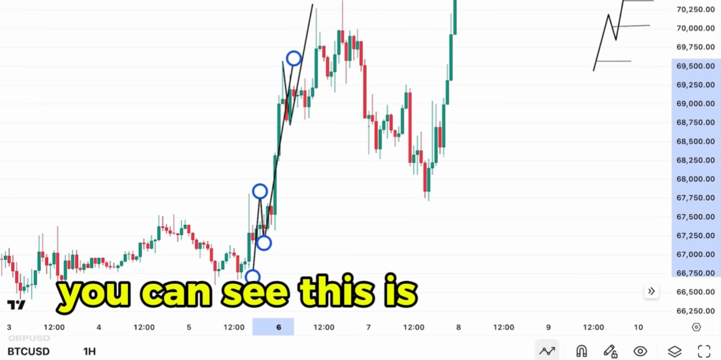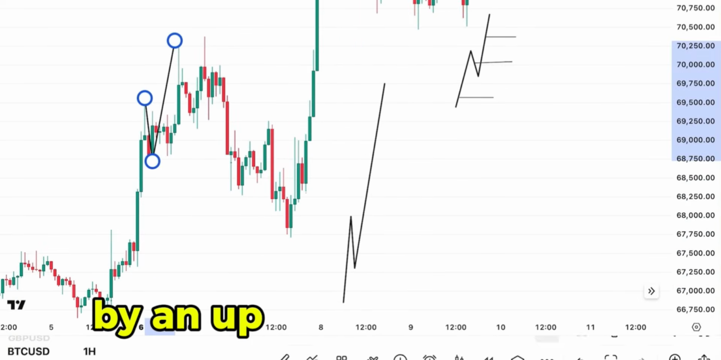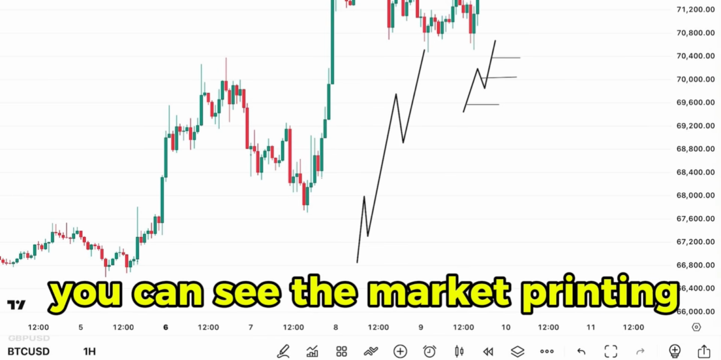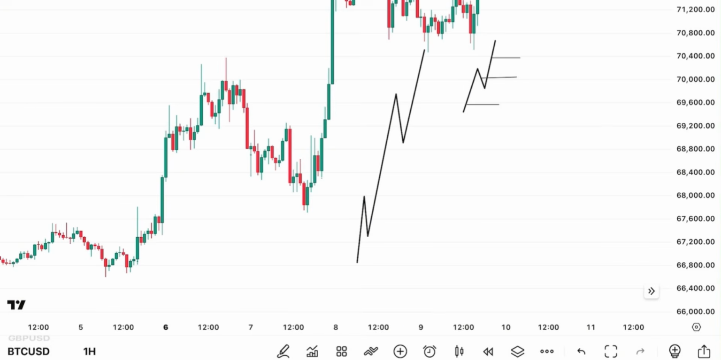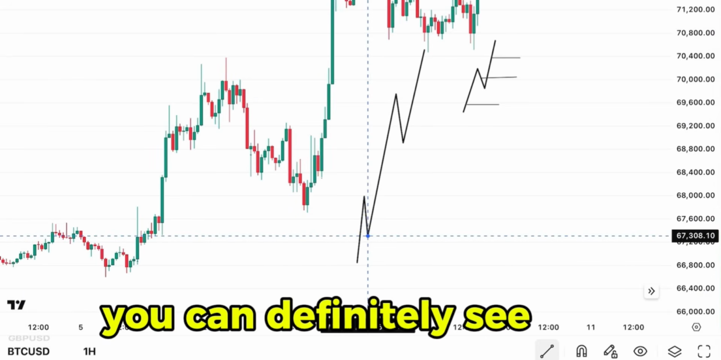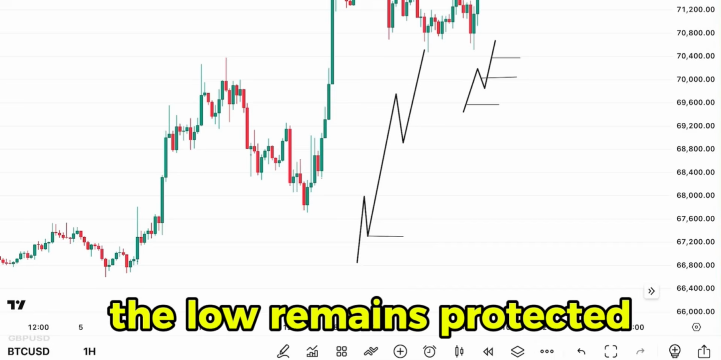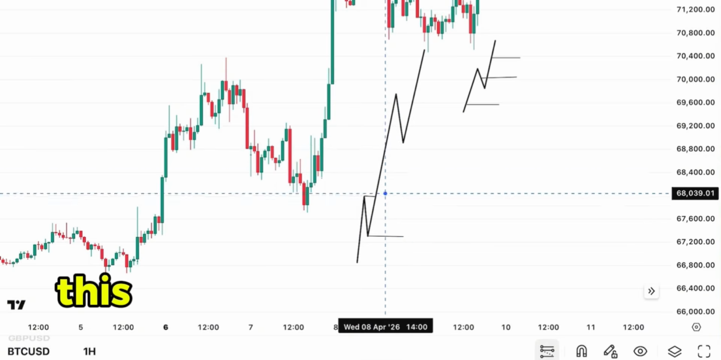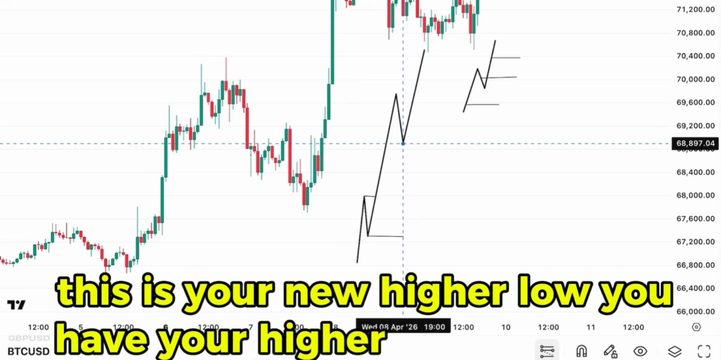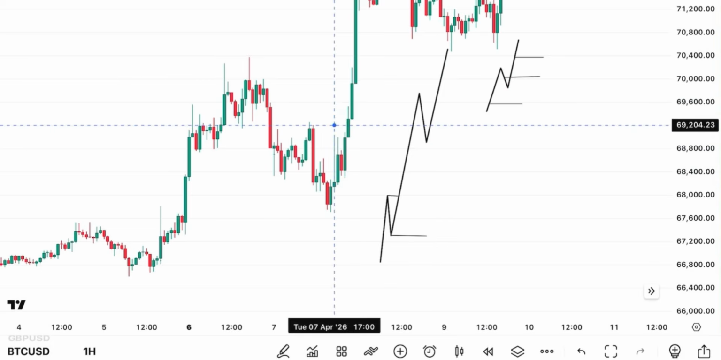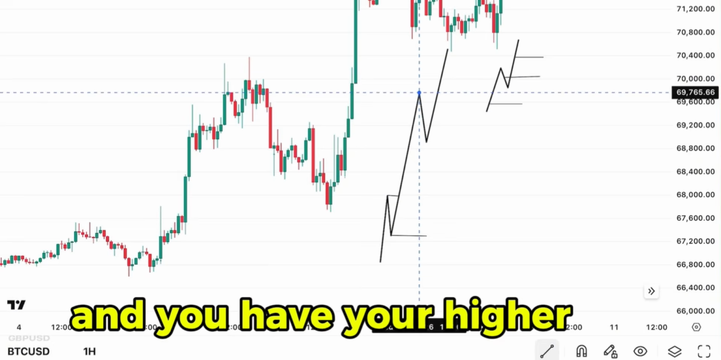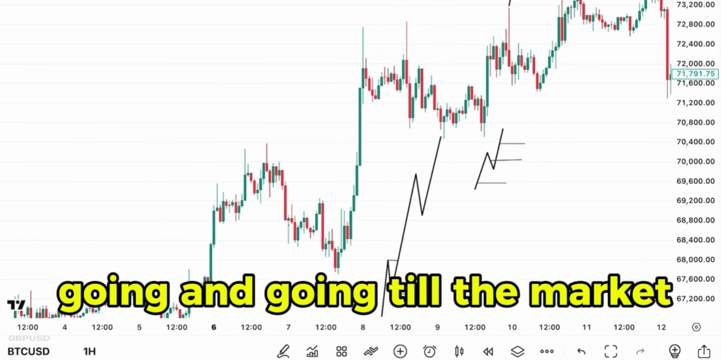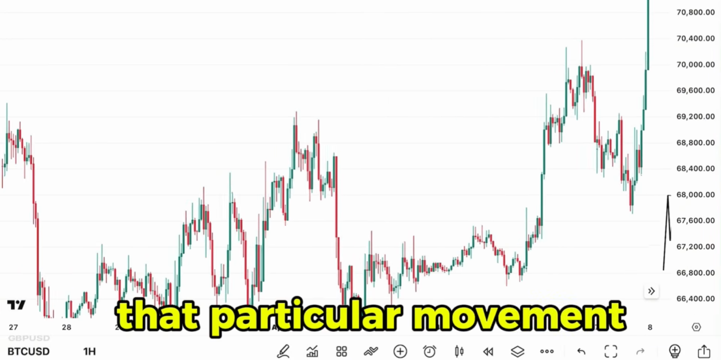You can see this is simply what we understand by an uptrend in the market. You can see the candles. You can see the market printing a series of higher highs and higher lows. You can definitely see how the low remains protected, but the high remains vulnerable. You have your break of structure. This is your new higher low. You have your higher low again here, and again here, and you have your higher high, which gets broken, and it keeps going and going till the market stops that particular movement.